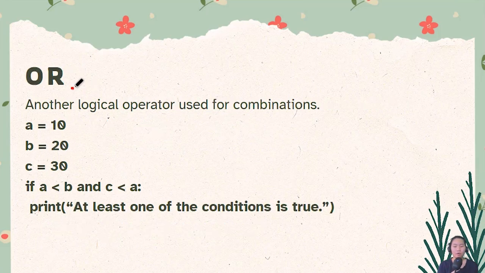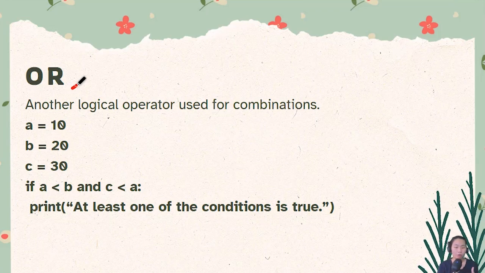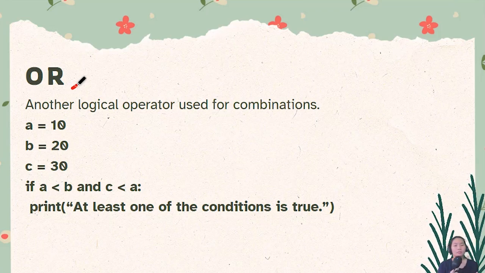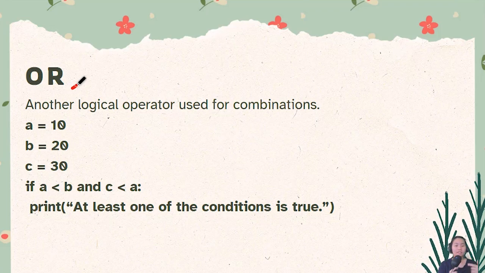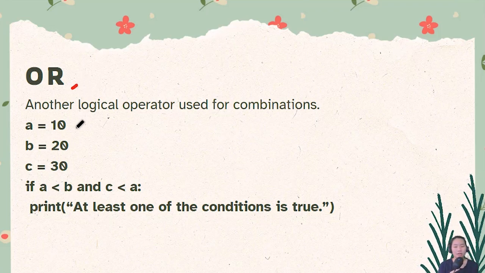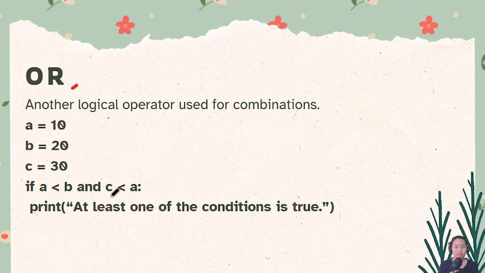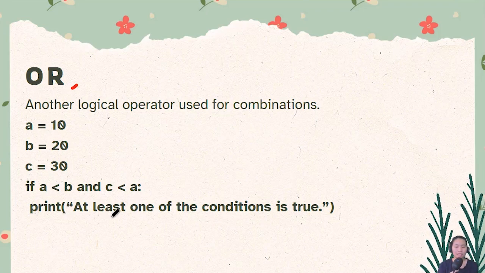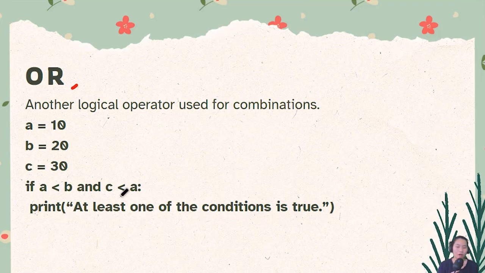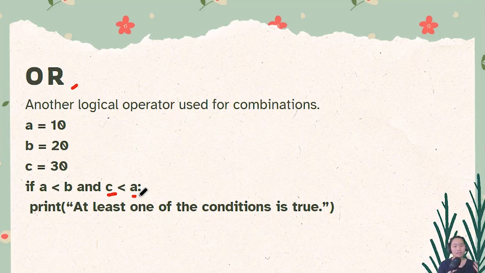Next up, the or keyword. It is another logical operator just like and, and it's used for combinations. However, with and, both conditions must be met. But for or, only one needs to be met, right? So only one is good enough. And I have the same A, B, and C. If A is less than B and C is less than A, print at least one of the conditions is true. Now, obviously, C is not less than A, right? C is 30, A is 10. So this part is not satisfied.